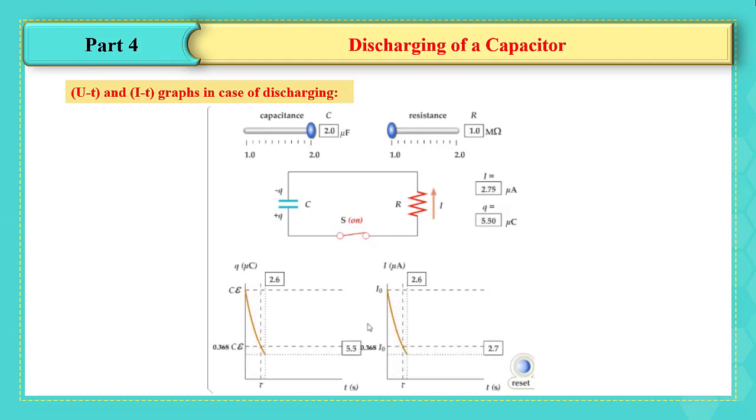In this animation there is no graph showing the variation of U as a function of t, but the variation of U as a function of t is very similar to I and to Q. It is a decreasing function, decreasing exponentially, starting from U maximum, which is the maximum voltage of the capacitor, and reaching 0 at the end of the discharging process.